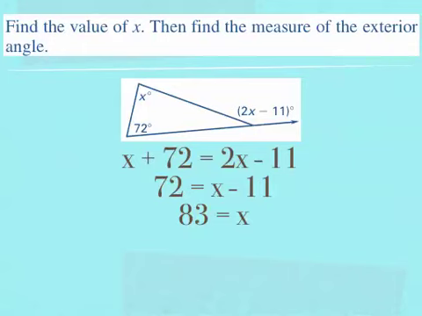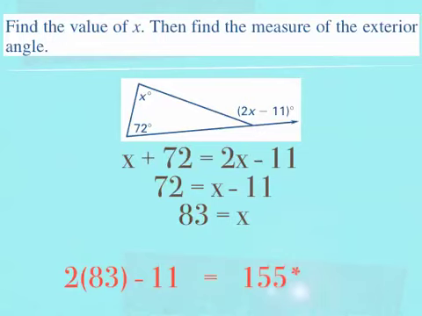To find the measure of the exterior angle, I actually have 2 options here. I'm going to go ahead and just plug it into 2x minus 11 because that's what they tell me the measure is. So I'm going to say 2 times 83 minus 11, which is 155 degrees.